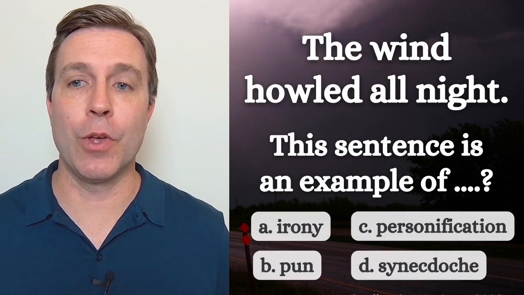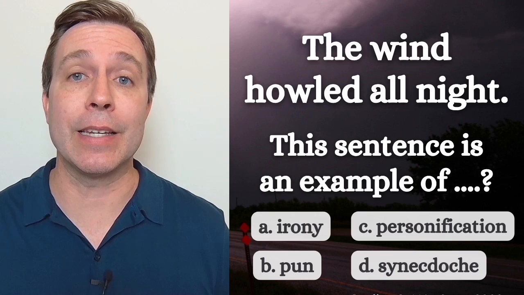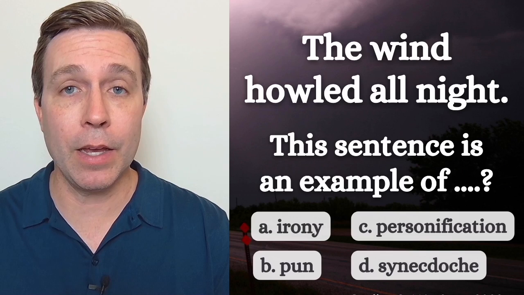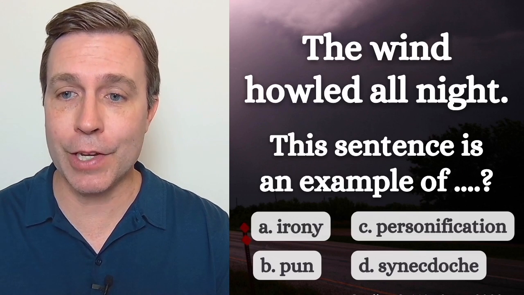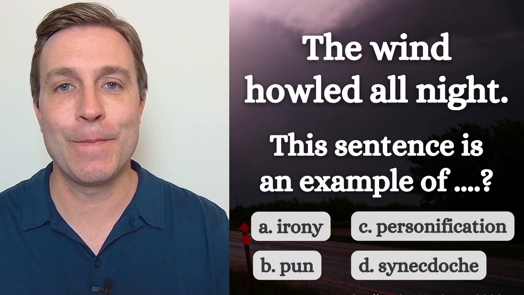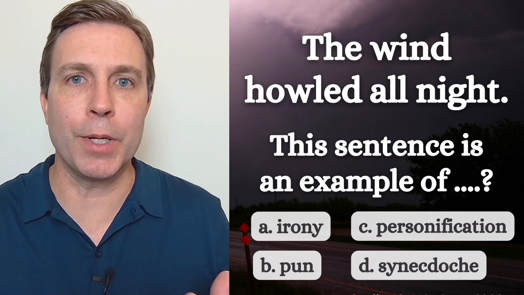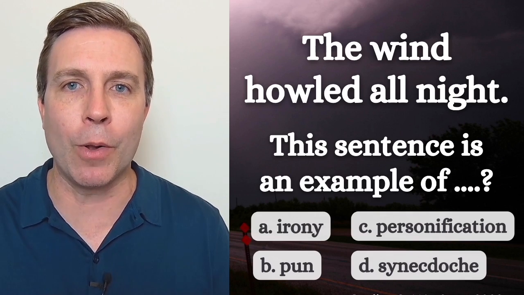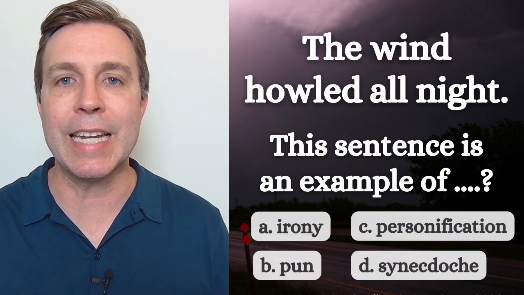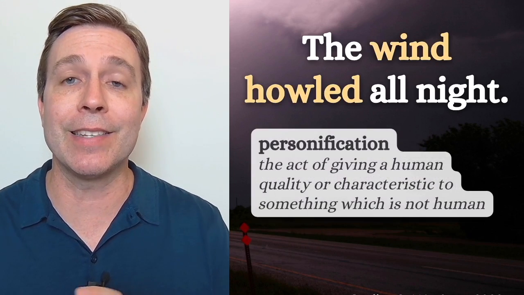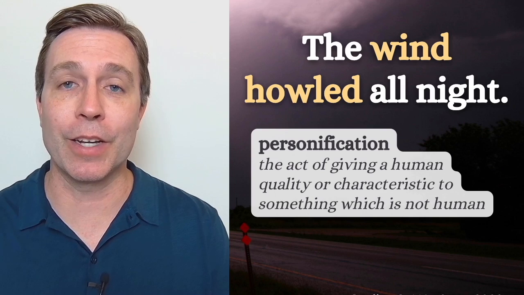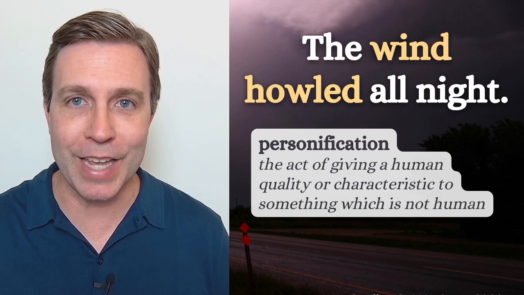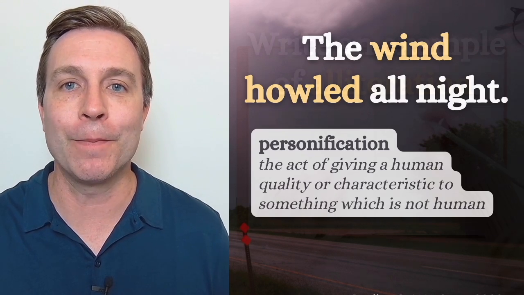Here's the next question. The wind howled all night. This sentence is an example of A, irony, B, a pun, C, personification, or D, synecdoche. Truthfully, the wind doesn't really howl. That is something that a wolf might do, but I may use the verb howl just to make my writing a little more engaging. In that case, this sentence is an example of personification. You are giving human characteristics to non-human things, in this case the wind, and saying that it howled all night.